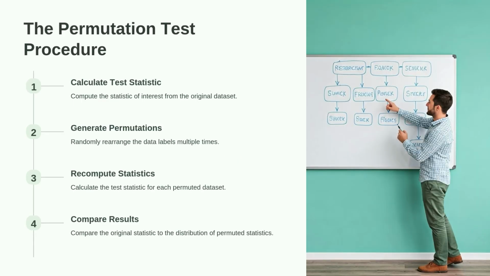Now, what are the procedures to do a permutation test? First of all, start by calculating your test statistic using the original data. Then generate thousands of permutations by randomly shuffling the data labels. After that, recalculate the statistics for each shuffled data. And at last, you compare your original statistic to this new distribution of permuted statistics.